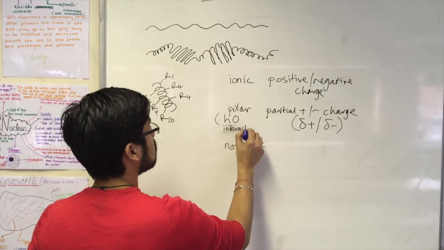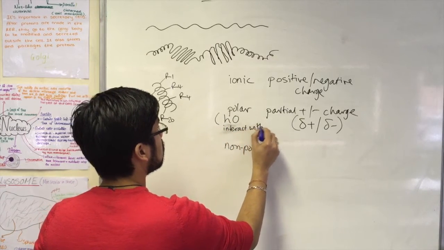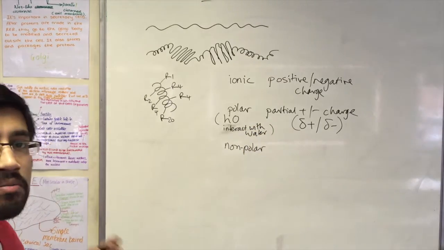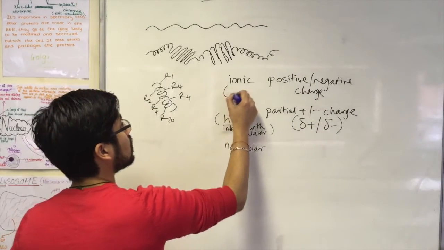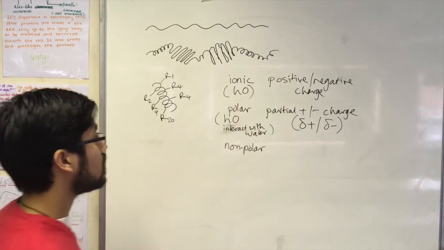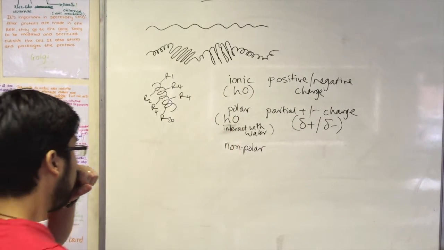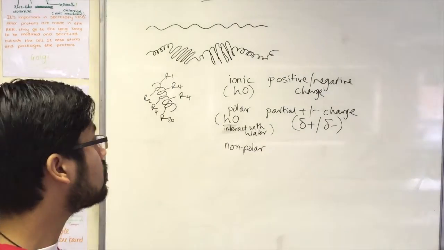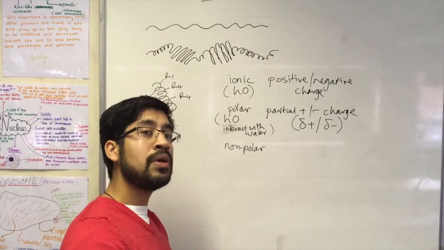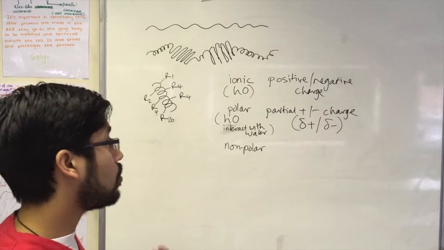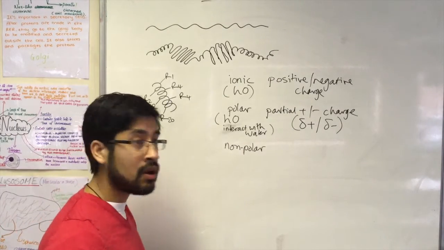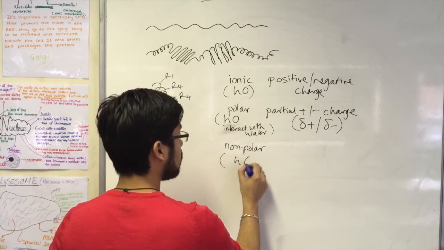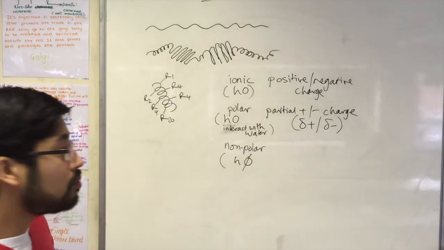Interact with water, okay? Polar and ionic, they interact with water. I'll call that hydrophilic as well. Non-polar is different. Non-polar R groups are largely made up of carbon and hydrogen only. They don't have any polarity, they don't have any charge, and so they don't interact with water. So I'll give them this sign, hydrophobic.